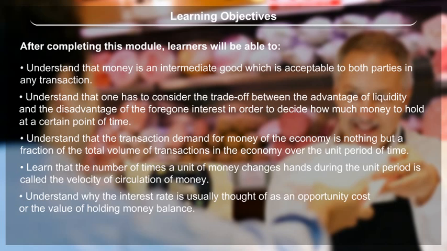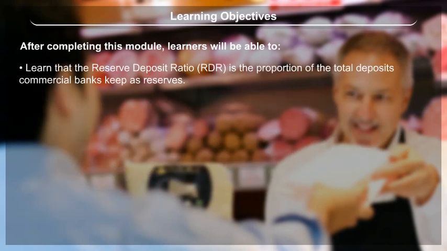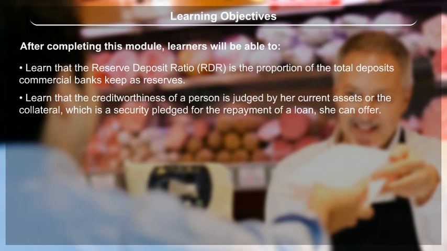of holding money balance. Learn that the reserve deposit ratio or RDR is the proportion of all the total deposits commercial banks keep as reserves. Learn that the creditworthiness of a person is judged by her current assets or the collateral, which is a security pledged for the repayment of a loan she can offer.